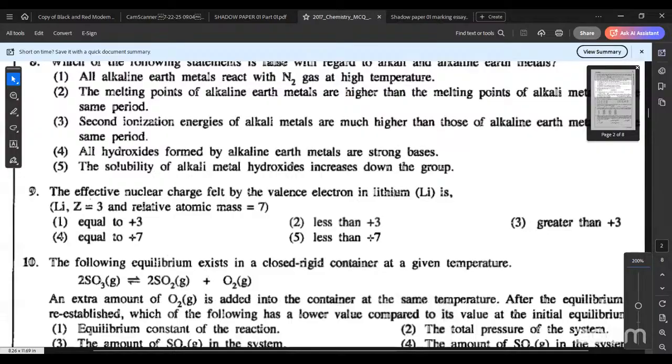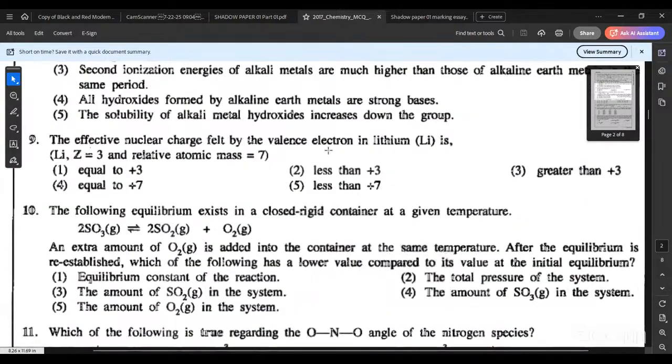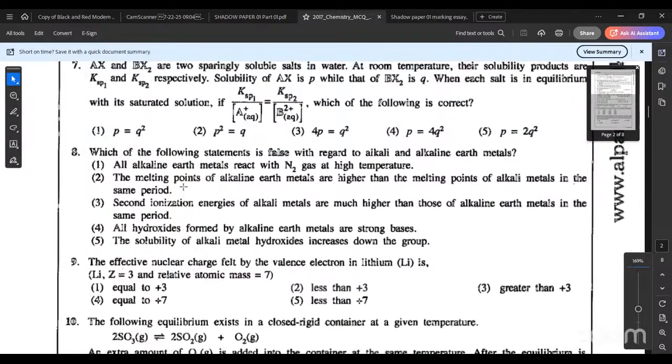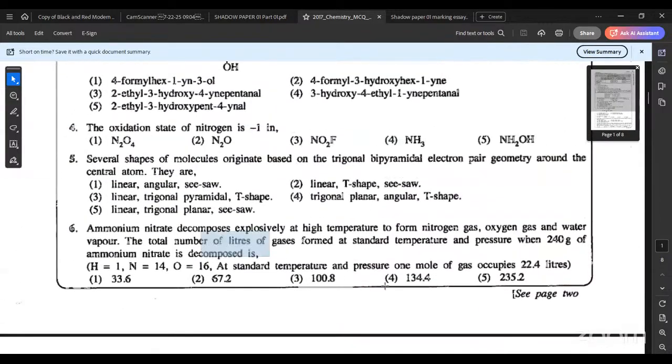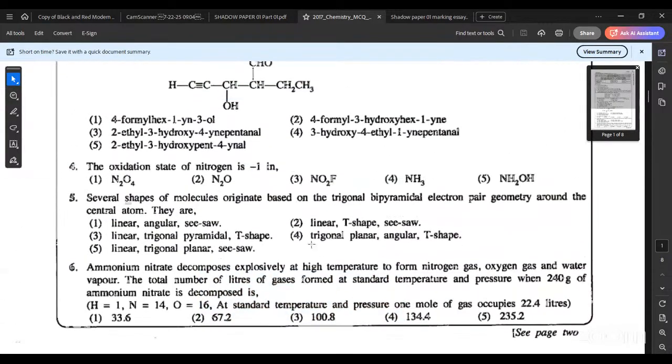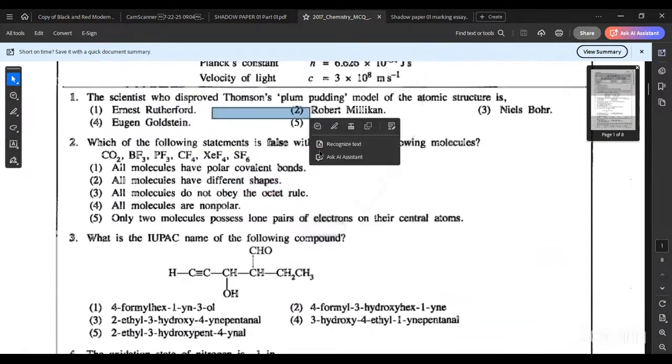Effective nuclear charge felt by the valence electron of lithium. They have asked lithium, and I have sodium. Something like that. That is what the shadow papers mean. So look at this value. Alkali metals and alkaline earth metals is the same question. Solubility product I shadowed. The chemical calculations I shadowed, these things I shadowed, this thing I shadowed.